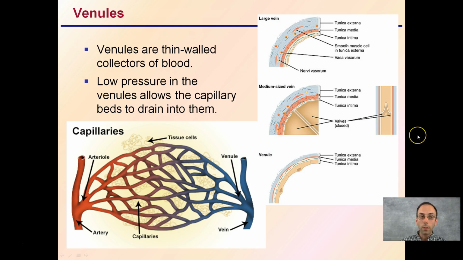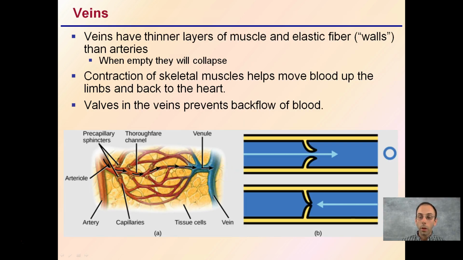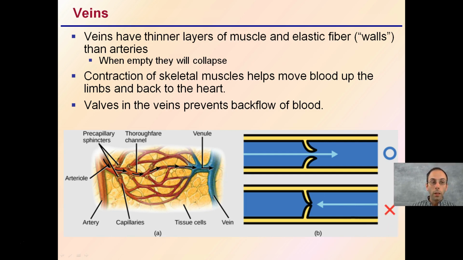Now our veins, or venules, which are a small structure, again on the other side of the capillary, are thin-walled and they collect blood. Low pressure in these venules allows the capillary beds to drain into them. So again, we have our blood coming this way, going through our capillary, first entering our thin-walled venule. From there, we're going into our veins. Veins have thinner layers of muscle and elastic fiber in their walls than arteries. When emptying, they will collapse.